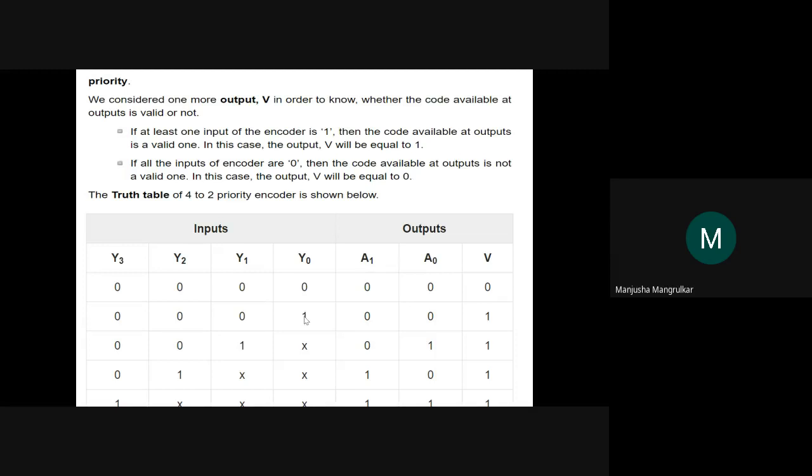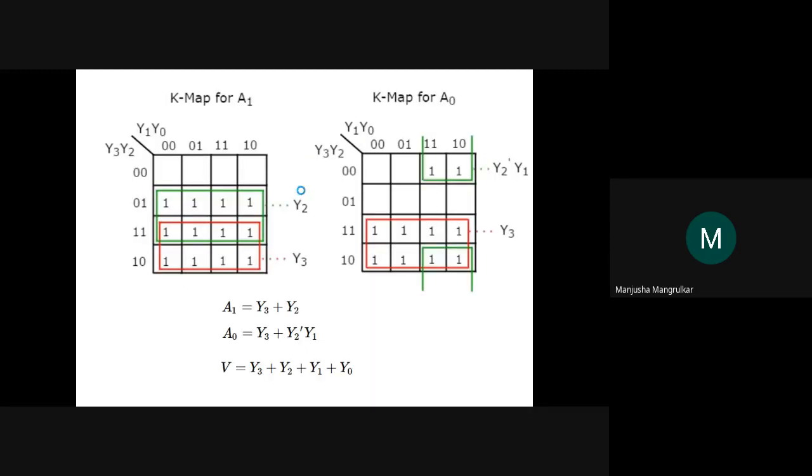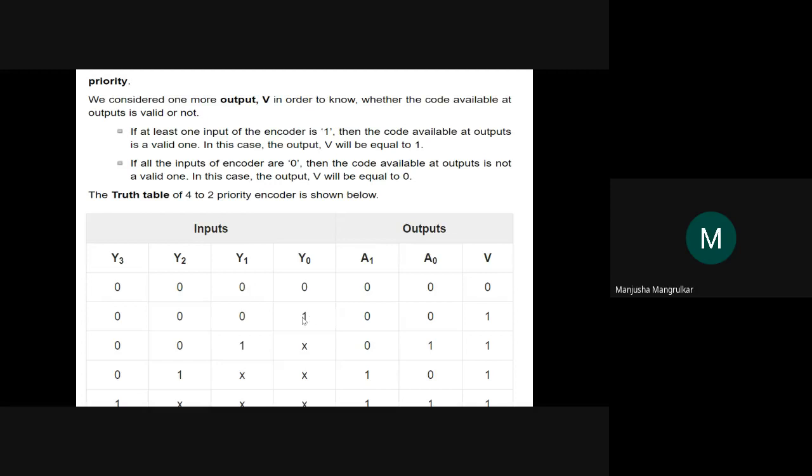One more: your output Y0 is 1, and then the rest A0 and A1 is 0. This is Y1, so A0, A1 is 0, 1. Y2 is 1, 0, and Y3 is 1, 1. Now what we say is that at least one of the inputs of the encoder is 1, right? So here is also the one input, here is also the one, here is also the one. So V is 1, 1, 1, 1.